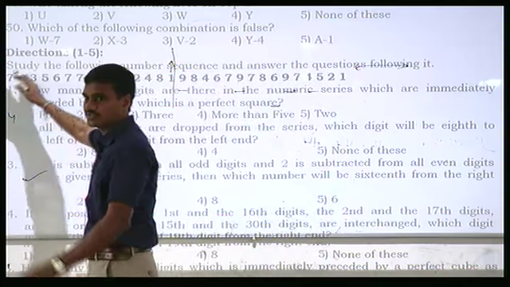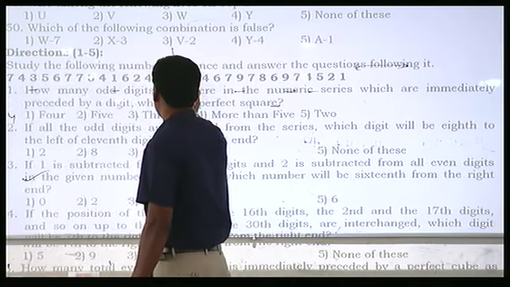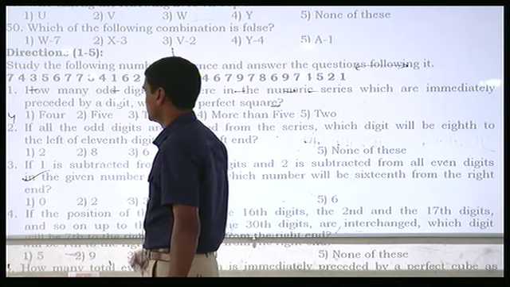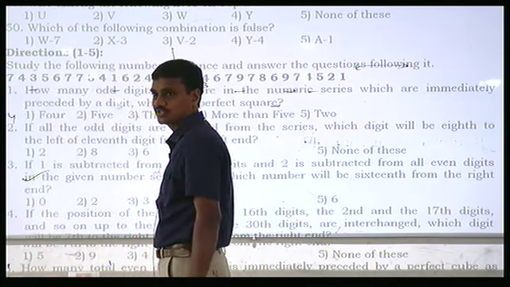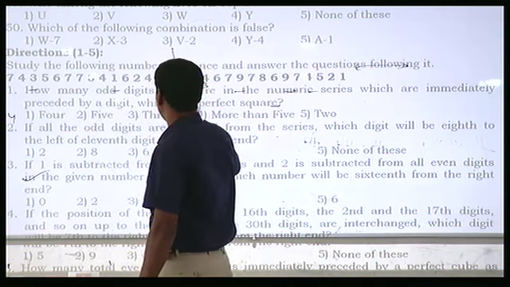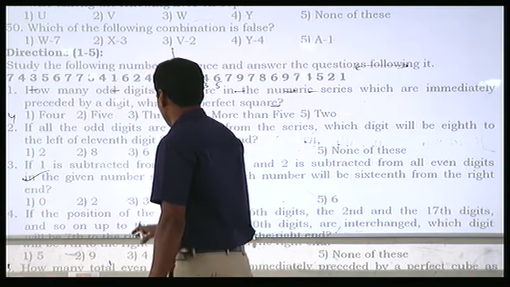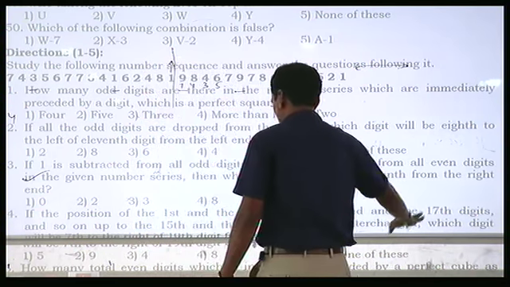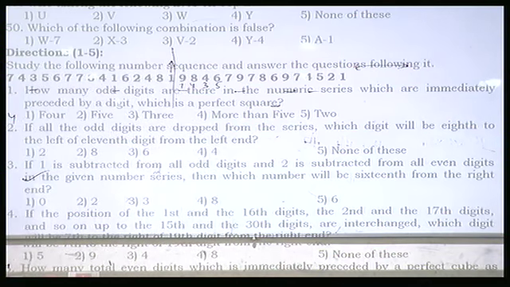Now what happens here? First and the 16th elements are interchanged. That means 7 is coming to this place. And next one, 4 is coming to this place. 3 is coming to this place and so on. And so on, 7, 4, 3, 5 and so on. Then what is the question here? If the positions of first and 16th and so on, which digit will be?